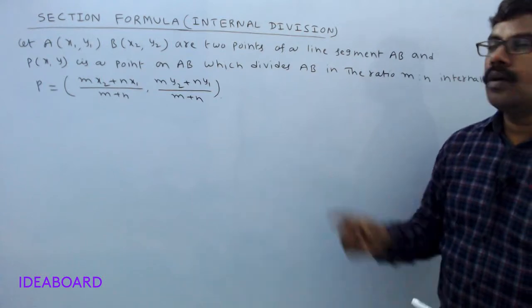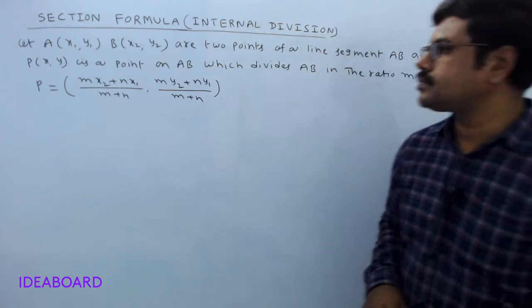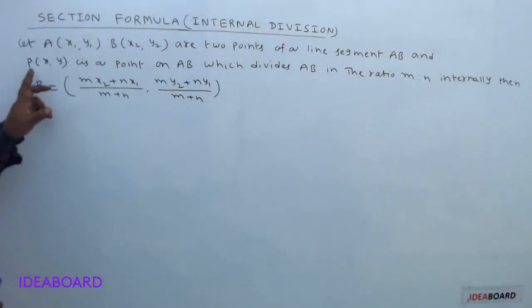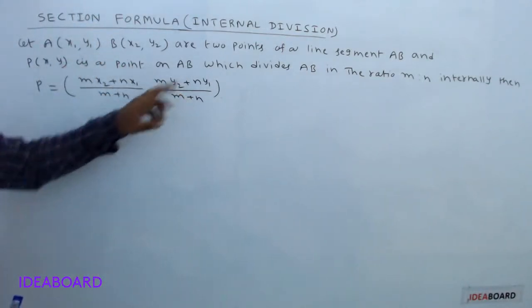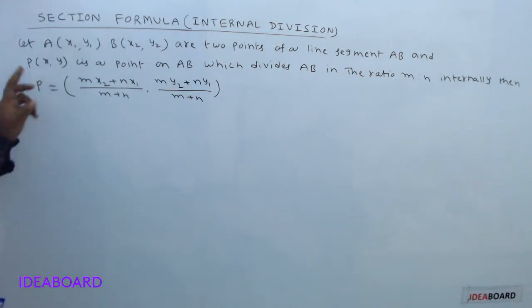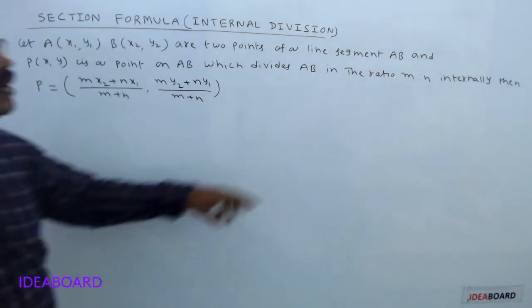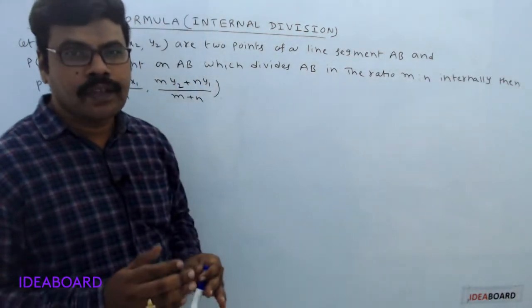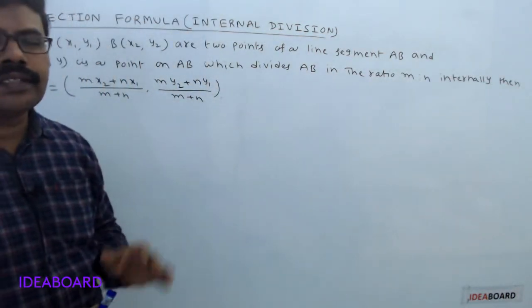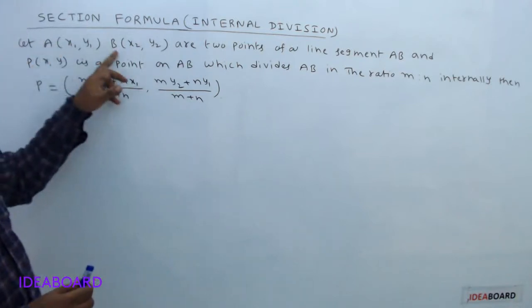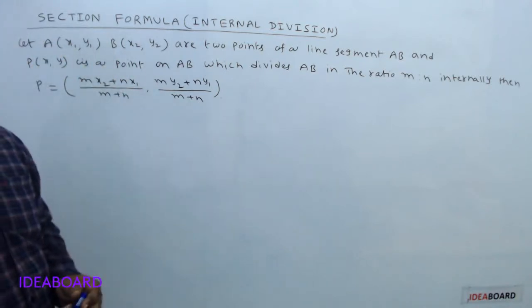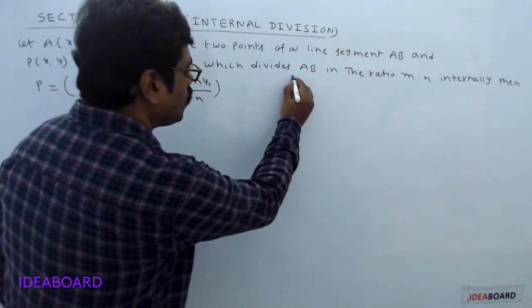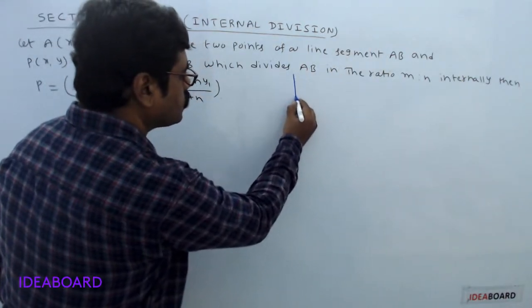Now come to the proof of this formula. Here P is a point on AB. This point P divides AB in the ratio m is to n internally. First draw the coordinate axis, then denote these 3 points in your xy plane.